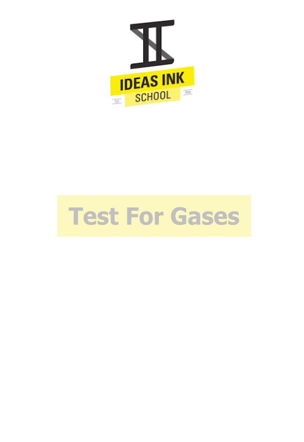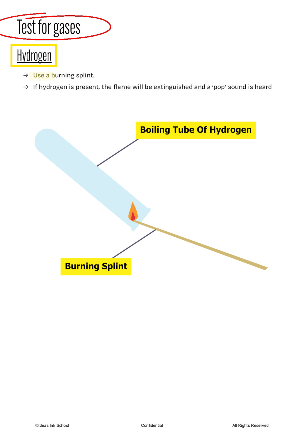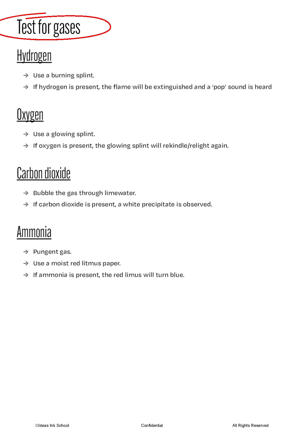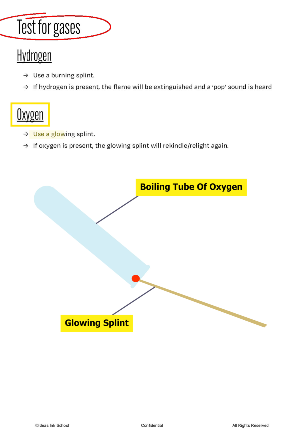We have come to the final part of this chapter. Here we will be discussing how to test for gases. To test for hydrogen gas, a burning splint is used. If hydrogen is present, the flame will be extinguished and a pop sound is heard. Next, to test for oxygen gas, a glowing splint is used instead. If oxygen is present, the glowing splint will rekindle again.